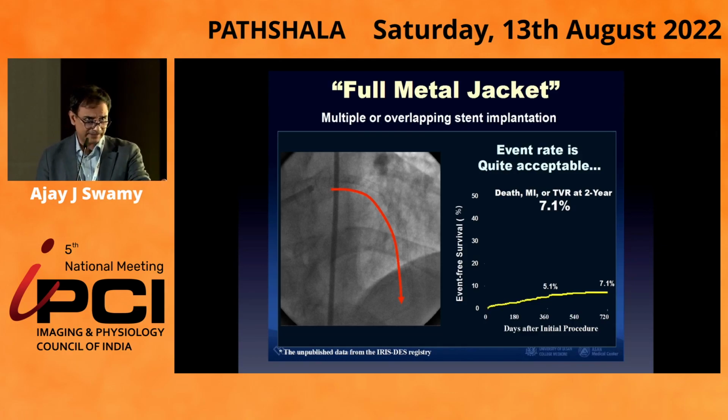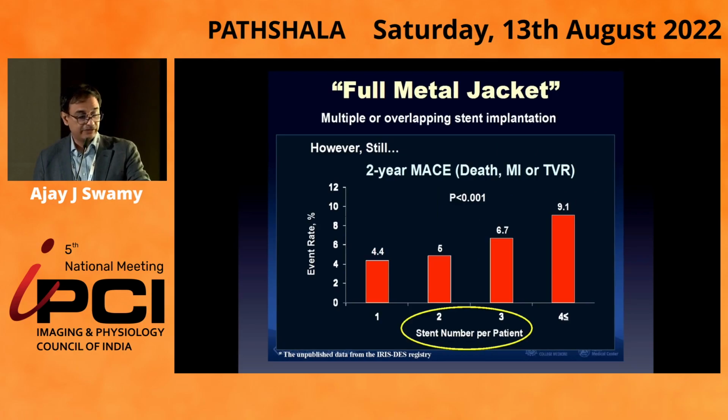So let's look at this data a little more carefully. When you look at multiple overlapping stent implantation, the 2-year MACE is closely related to the number of overlaps and the number of stents that are implanted. If one uses only one, it's 4.4, and if one uses 4 or more, it's about 9.1. That means it's twice as much.